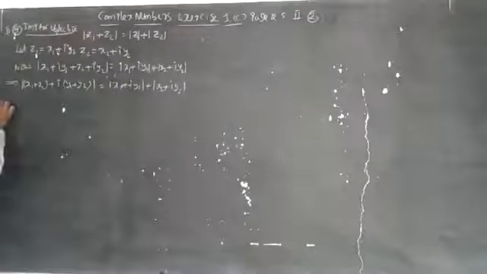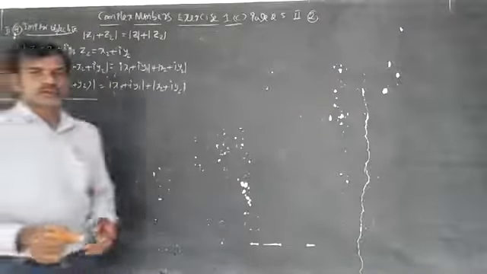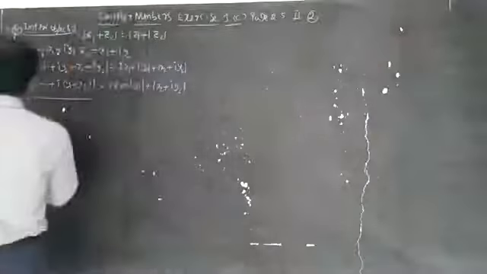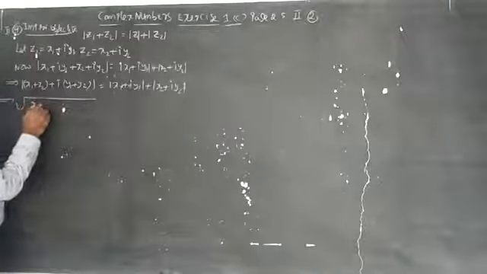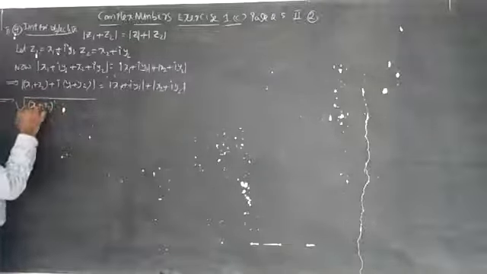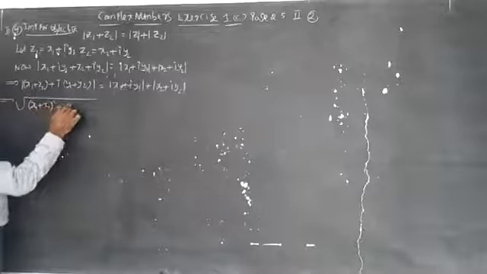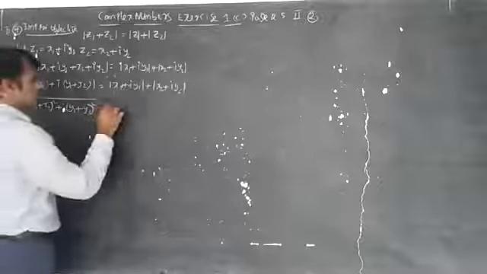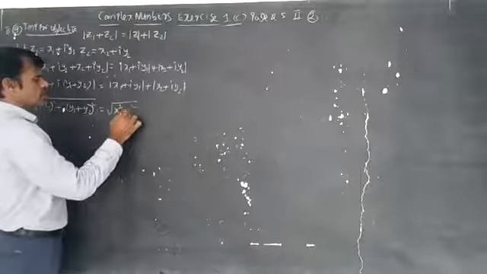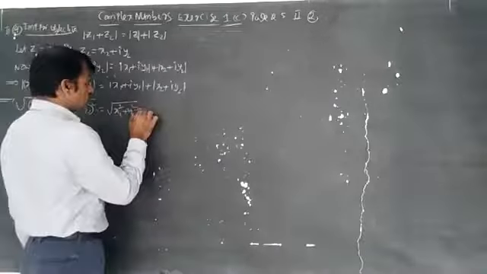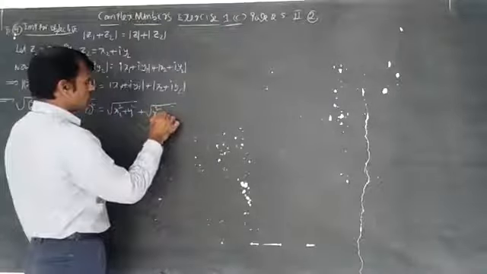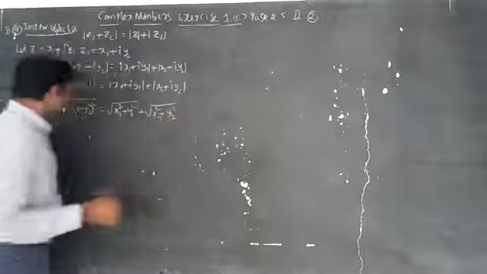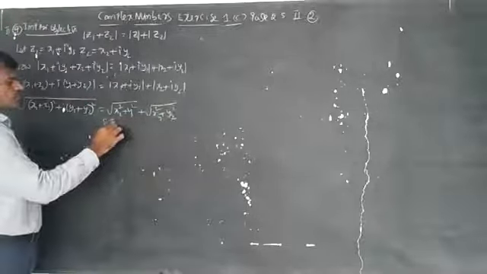That implies modulus meaning is root of real part square plus imaginary part square. So square root of x1 plus x2 whole square plus y1 plus y2 whole square is equal to, here separate square roots, you can take root of x1 square plus y1 square plus again root of x2 square plus y2 square. Now squaring on both sides.